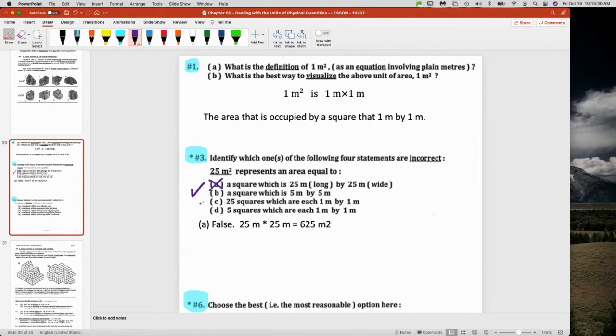What about C and D? One of these is wrong. Which one of these is wrong? D is wrong. Very good, Marco. So let's describe why D is wrong.